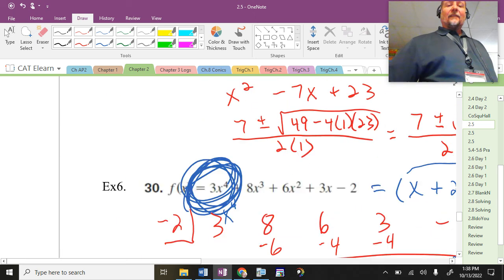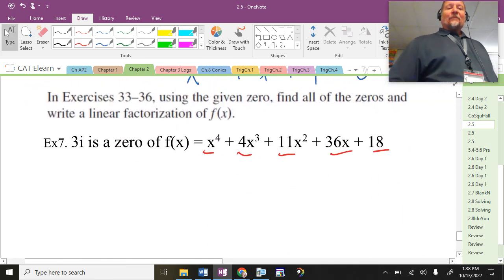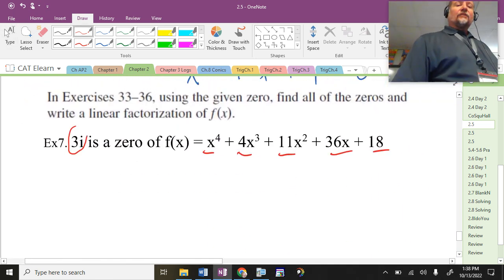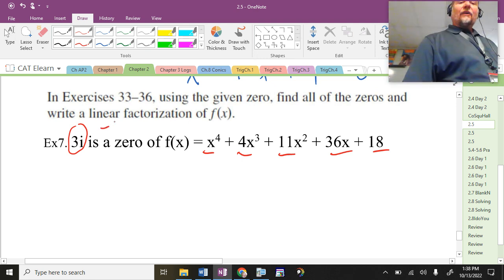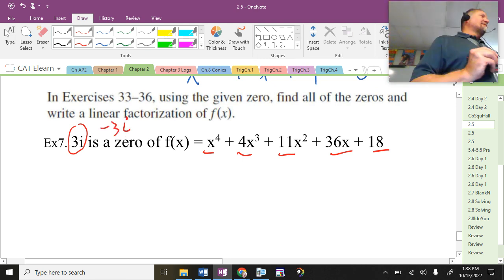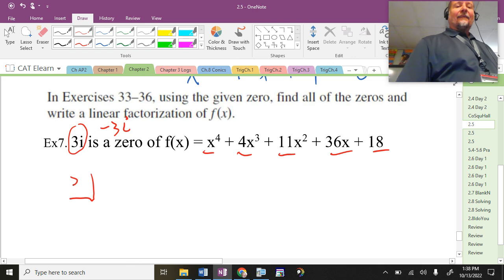So going back to this, I'm a jerk again. Well, you're a jerk all the time, Mr. Samuelis. I gave you 3i as a 0, so what absolutely also has to be a 0 if all of these are real? Negative 3i. So now you have 2 zeros. Okay, so we're going to prove it. No whining. We're going to prove 3i is a 0.